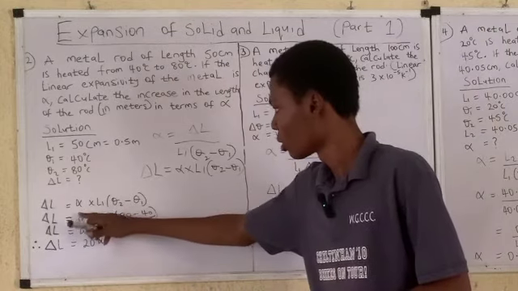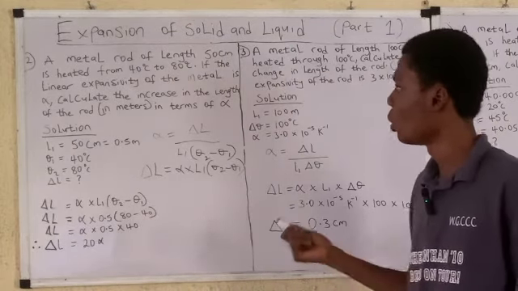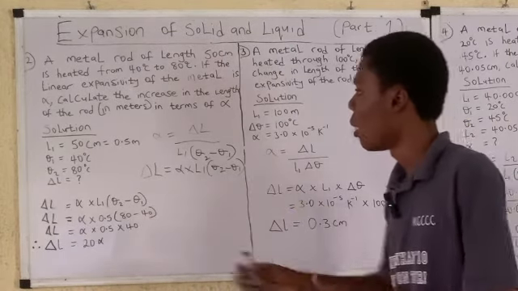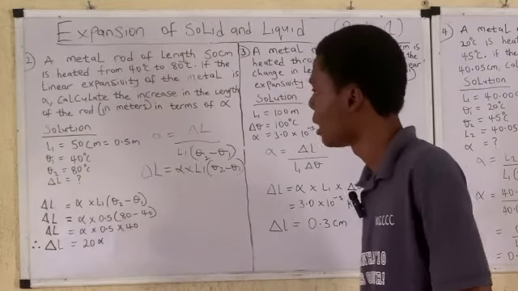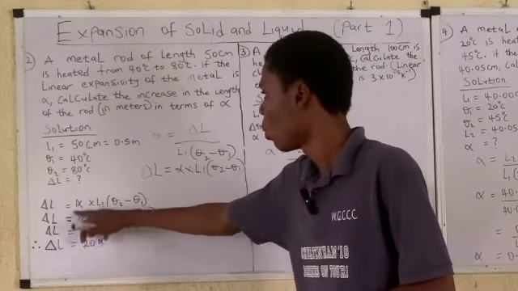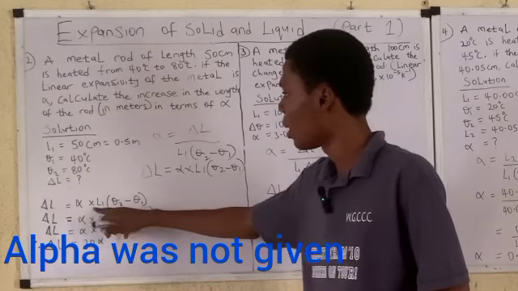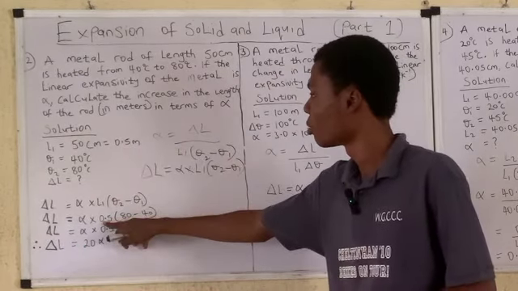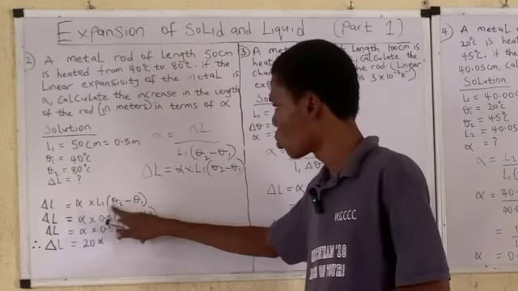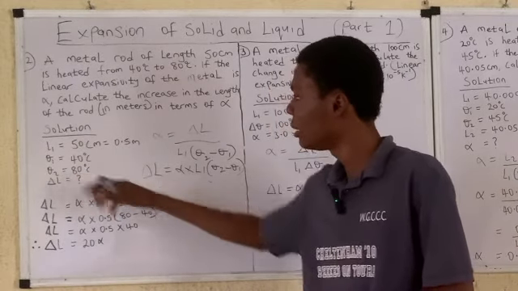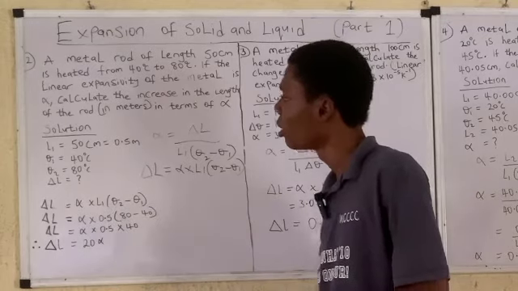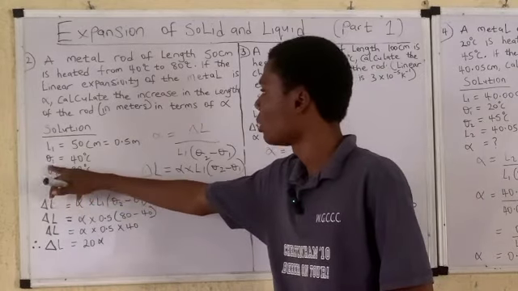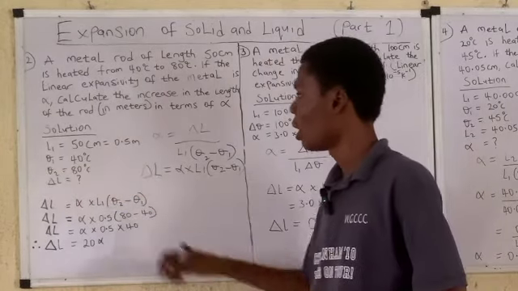So what's our alpha? They did not give us alpha. What is our length, our L1? Our L1 is 0.5, which you have here. Then our theta 2. What is our theta 2? Our theta 2 is 80 degrees Celsius, which you have here. Then our theta 1 is 40 degrees Celsius, which you have here.